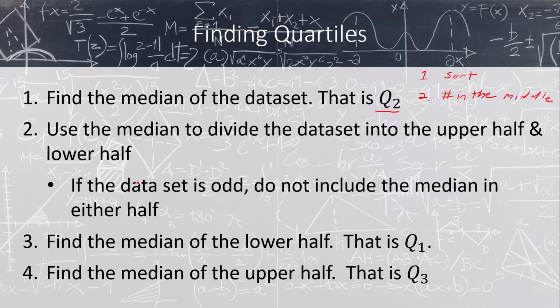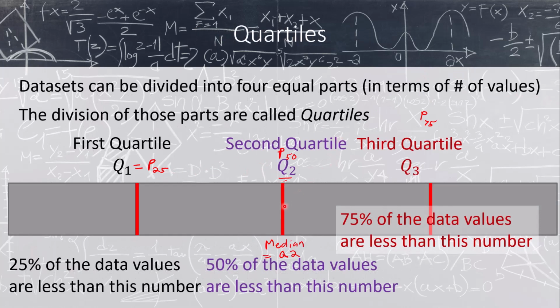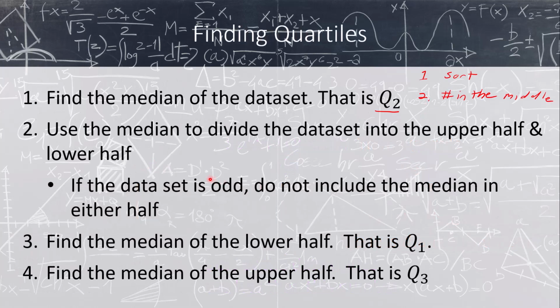Once you've found the median, you want to use the median to divide the data set into an upper half and a lower half. Just think about it. You found the median. Here it is. So we're going to break the data set into a lower half here and an upper half here. Now, if the data set is odd, do not include the median in either half because it skews the result. If the data set is odd and there actually is a number in the middle, don't include that number in either the upper half or the lower half. If the data set is even, then it's not a problem.